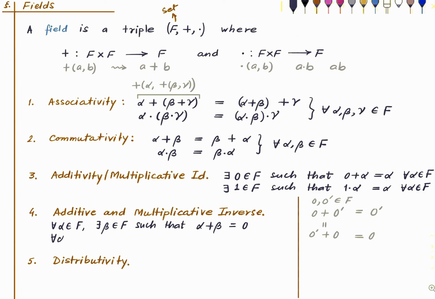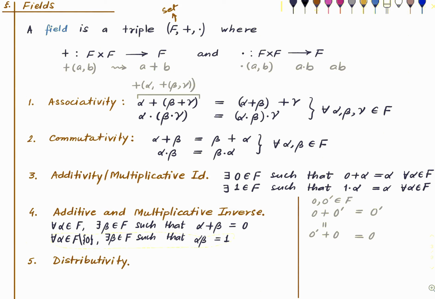It says that whenever you have a non-zero element, so this additive identity is also called 0 for obvious reasons. So whenever we have a non-zero element, there is some beta such that alpha times beta is equal to 1. So if you multiply, you get the multiplicative identity. Okay?